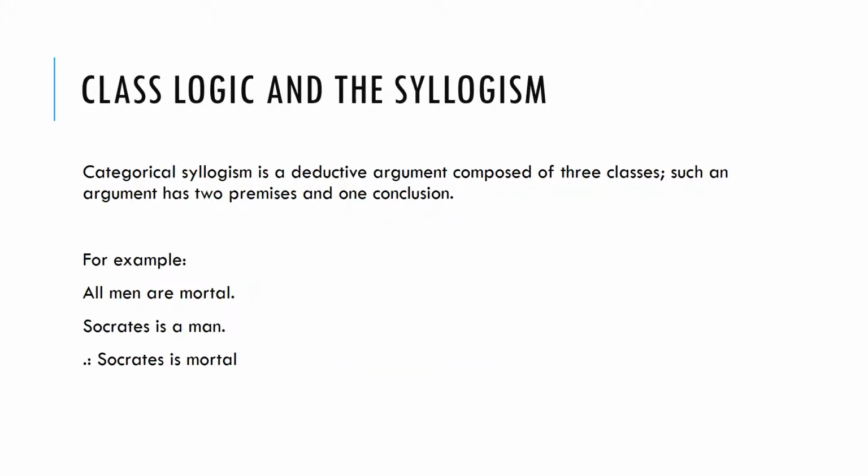So next, let's take a look at class logic and the syllogism. A categorical syllogism is a deductive argument composed of three classes. Such an argument has two premises and one conclusion. And here's our example from our book. All men are mortal. Socrates is a man. Therefore, Socrates is mortal.